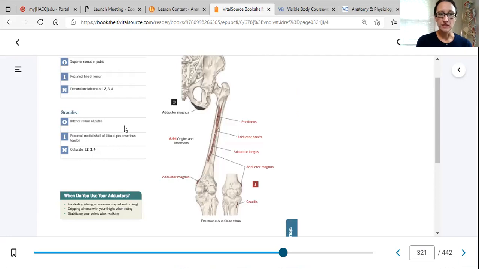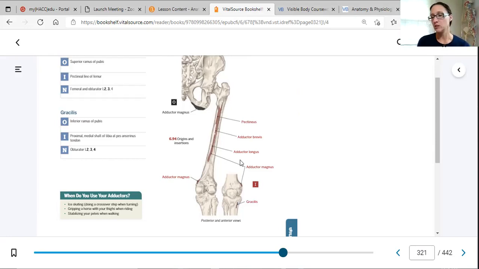Pes anserinus actually means goose foot. And right now that doesn't mean anything to you because you can't see the actual pes anserinus tendon here, but it does look a little like this. It does kind of look like a webbed foot at the tibia here. So that's what it is. Pes anserinus means goose foot.